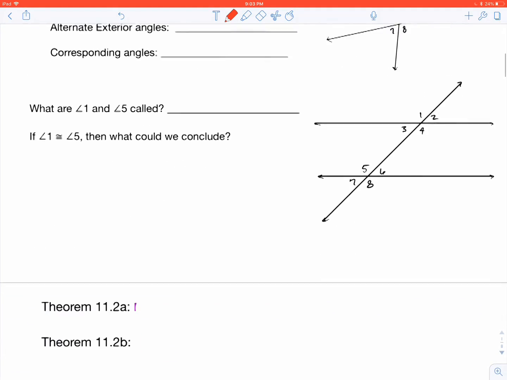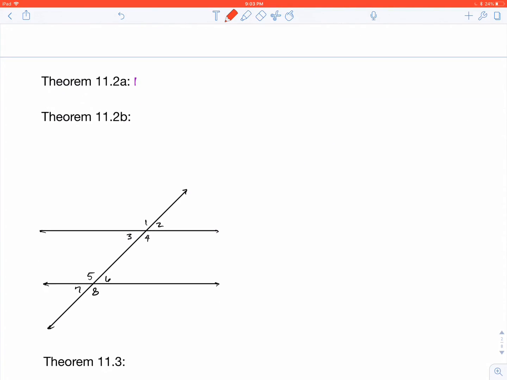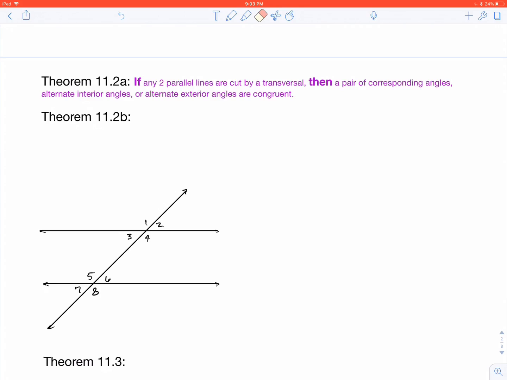If you would skip down then to the next theorem, which is going to be theorem 11.2. Theorem 11.2 in your textbook is all one theorem, but I decided to break this up into two separate theorems. So theorem 11.2a says that if any two parallel lines are cut by a transversal. Before I go any further than that, I'd like you to notice that that appears to be my picture right down here. Looks like I have two parallel lines, and it looks as though it's cut by a transversal.